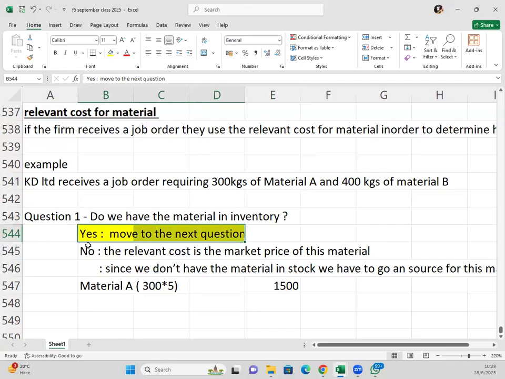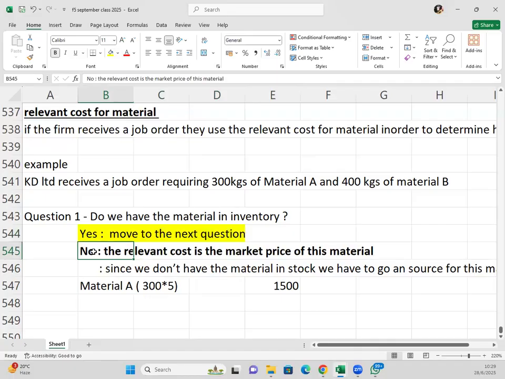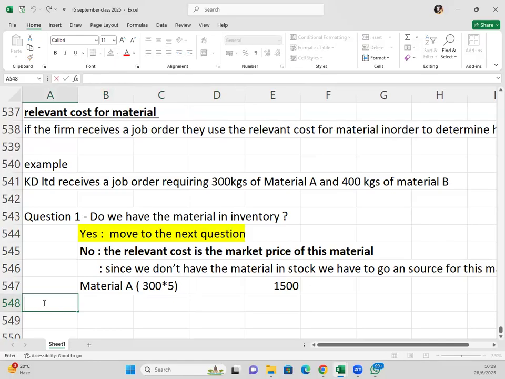So if the answer is yes, we move to the next question. But if the answer is no, the relevant cost is the price to go and buy this from the market. Then we said that if the answer is yes, we have the material needed. The 400 kgs for material B, we have them in inventory.